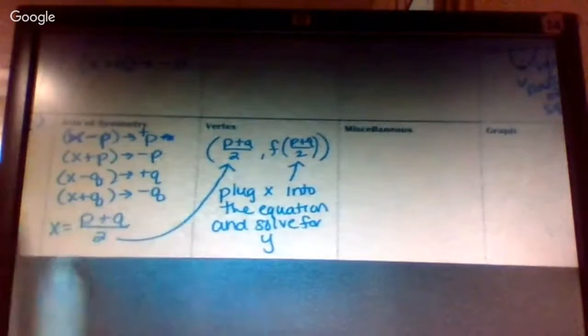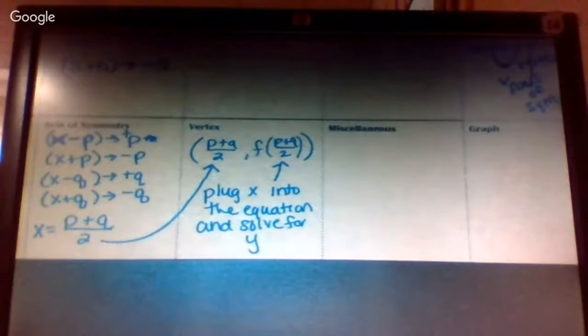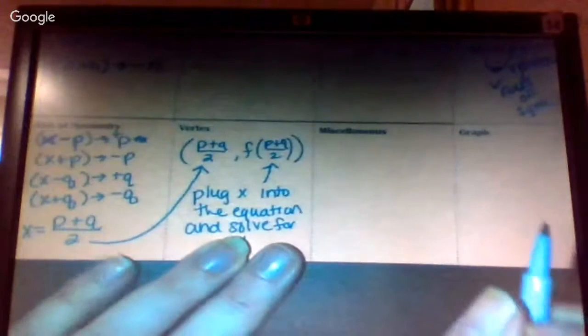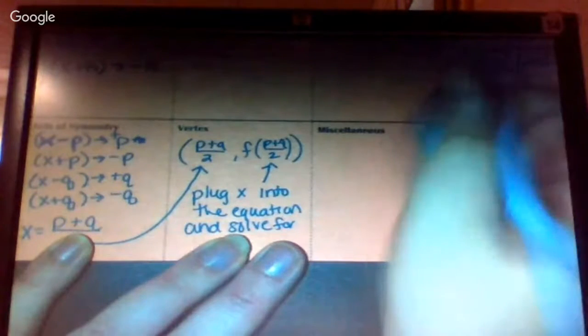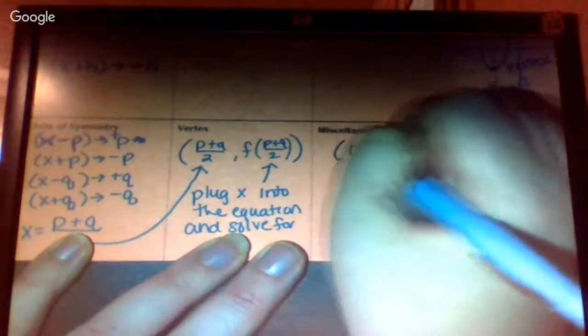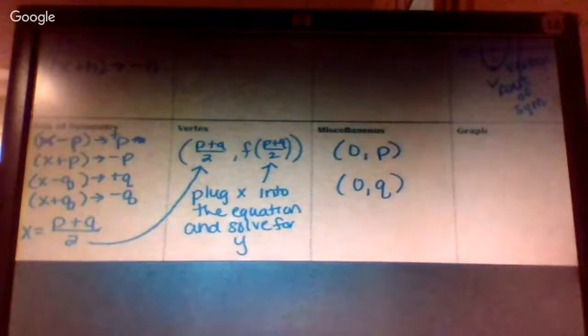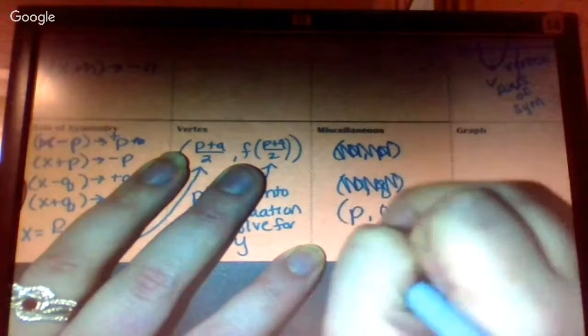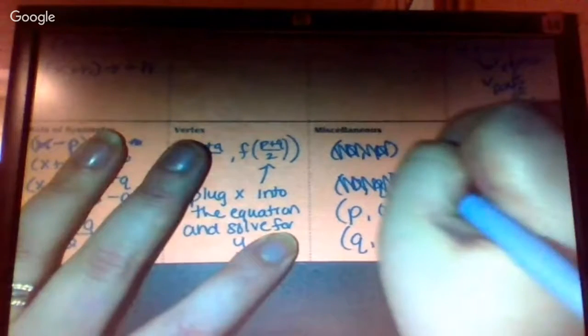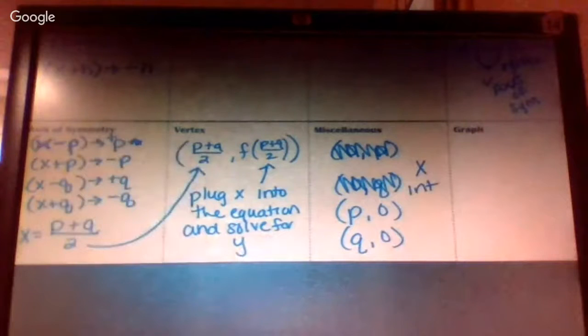The last thing that this form tells you is your x-intercepts. Okay, so you have intercepts at 0, comma p and 0, comma q. I'm sorry, these are your x-intercepts. My bad. I'm having an off day today too. P comma 0 and q comma 0. Okay. These are your x-intercepts. So it's p comma the number and q comma the number.